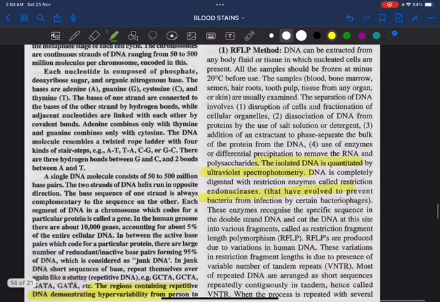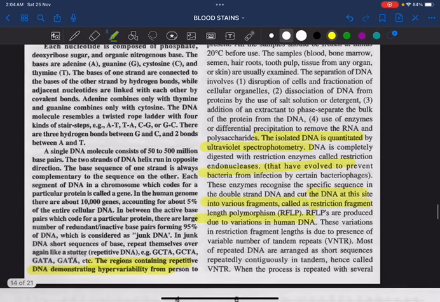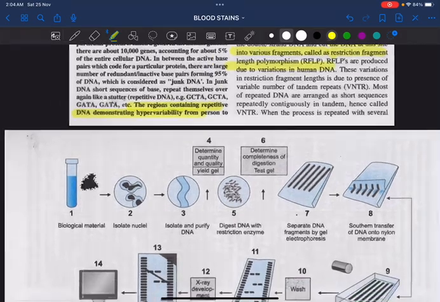These restriction endonucleases will cut the DNA at specific sites, and these fragments are called restriction fragment length polymorphisms. Remember, these restriction fragment lengths are produced because of tandem repeats, which are called VNTR, or variable number of tandem repeats. That means the same sequences of the DNA are repeated again and again, which makes up billions of base pairs in the DNA.